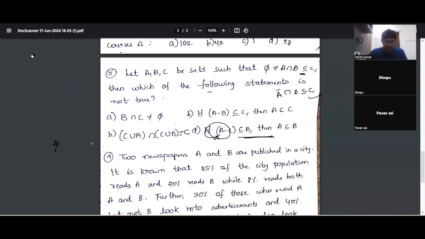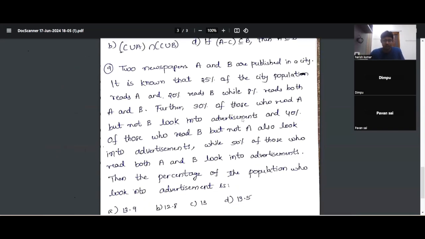Okay, guys, let's move forward. Let's move to the last question. Two newspapers, A and B, are published in a city. It is known that 25% of the city population read A, so n(A) is 25%. 20% read B, n(B) is 20%. 8% read both A and B, n(A intersection B) is 8%.